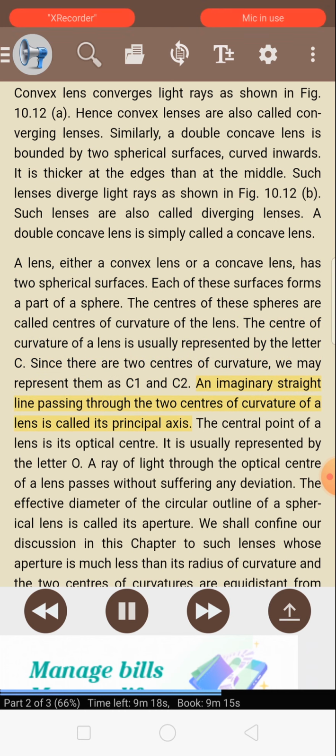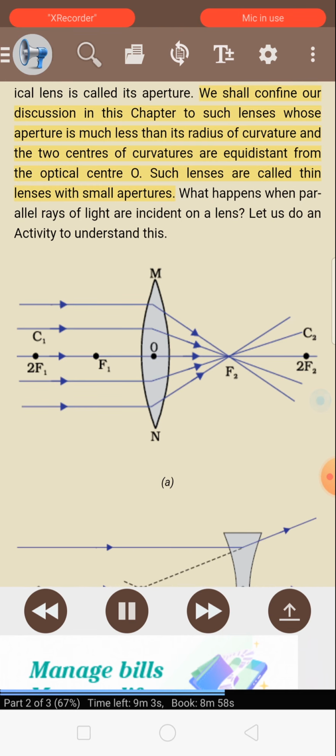An imaginary straight line passing through the two centers of curvature of a lens is called its principal axis. The central point of a lens is its optical center. It is usually represented by the letter O. A ray of light through the optical center of a lens passes without suffering any deviation. The effective diameter of the circular outline of a spherical lens is called its aperture. We shall confine our discussion in this chapter to such lenses whose aperture is much less than its radius of curvature and the two centers of curvature are equidistant from the optical center O.